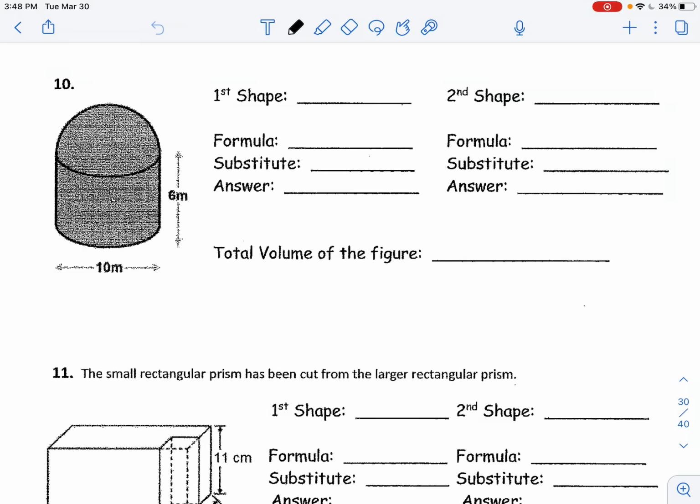In this video, we're going to continue with our composite shapes. In problem number 10, let's split this up into two shapes. Let's take this top part, and we can see that that is half of a sphere, or that is a hemisphere. And of course, the base of the hemisphere would be a cylinder. And I'm talking about this piece right here.